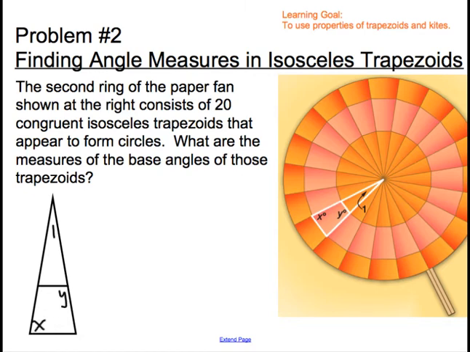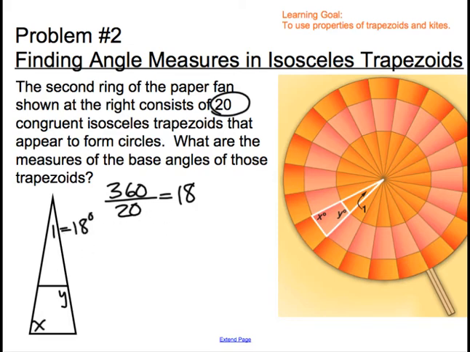One of the important things has to do with the fact that there are 20 such congruent isosceles trapezoids. The fact that there are 20 of them and the entire circle has to add up to 360 degrees means we can take the 360 and divide by 20. 360 divided by 20 is 18. So we know that the measure of angle 1 equals 18 degrees.